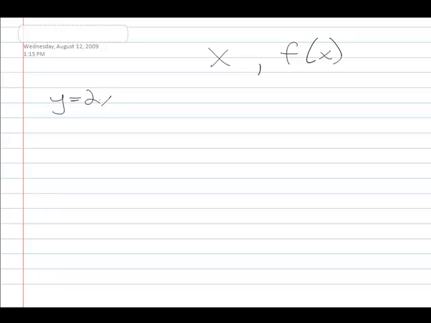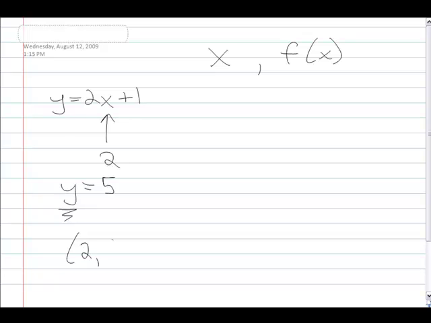So when we've had y equals, let's say, 2x plus 1, if x is my input, and let's say I input a 2, I get y, the output, would be equal to 5. So I'd have the relation (2, 5).